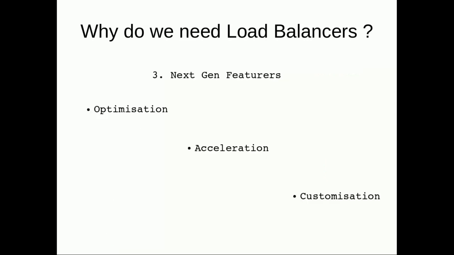Finally, next-gen features. Load balancers have come a long way from just balancing traffic across different servers. Now they offer things like optimization, which includes techniques like TCP connection reuse, or acceleration, which includes techniques like caching. So contents from the backend real servers are cached on the load balancers and then served to the clients. This means that the processing time on the server is less and the clients receive a good response time.